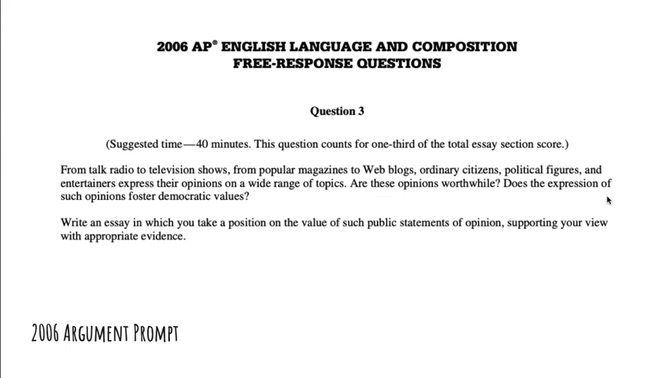But the second question is the one that really complicates the whole thing, which is, does the expression of such opinions foster democratic values? When we think about democracy, we think about the idea that one person has a voice. Every single individual has a voice. And that's what democracy is supposed to be. The unintended consequence of that, of course, is that not all people tell the truth. Not all people say things that are valuable. Not all people say things that are safe. Some people say things that are dangerous.